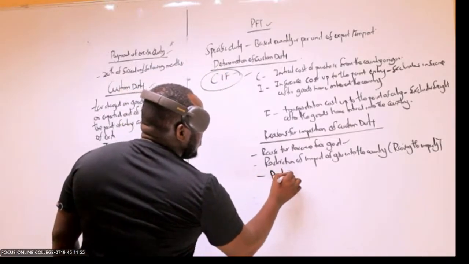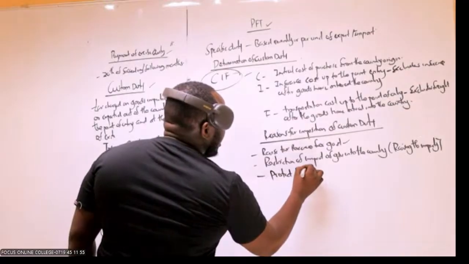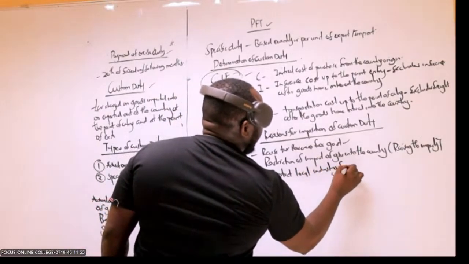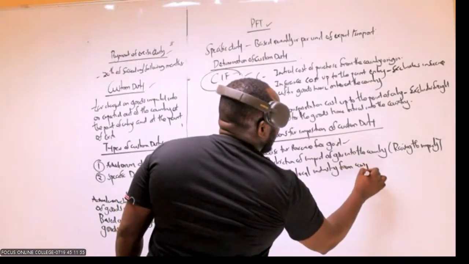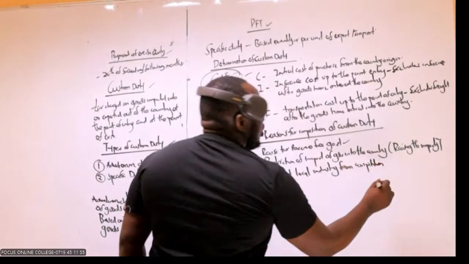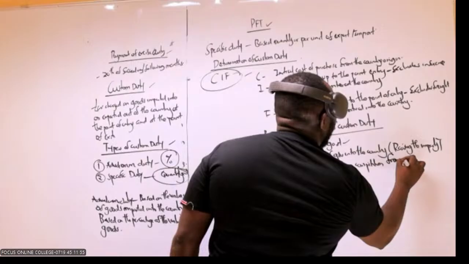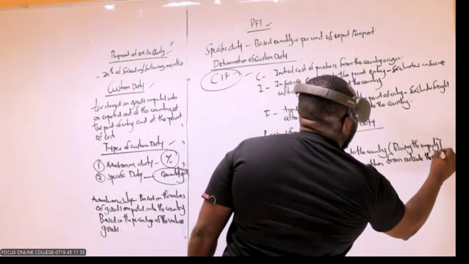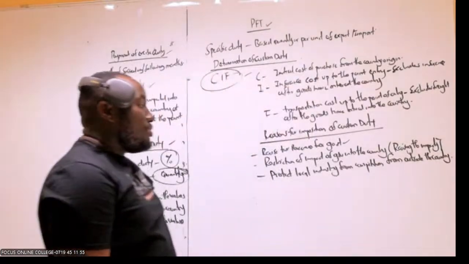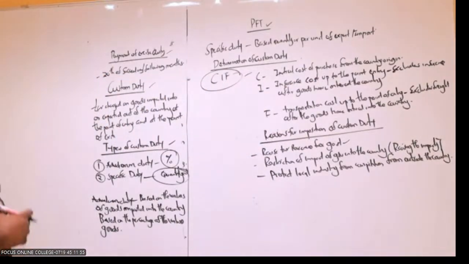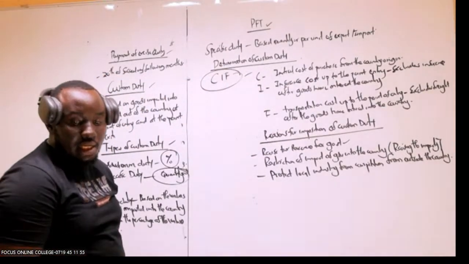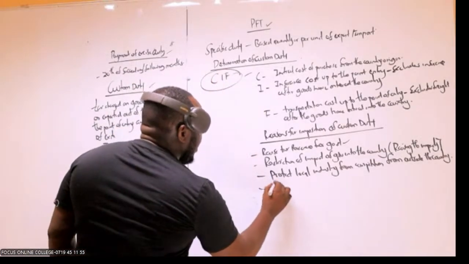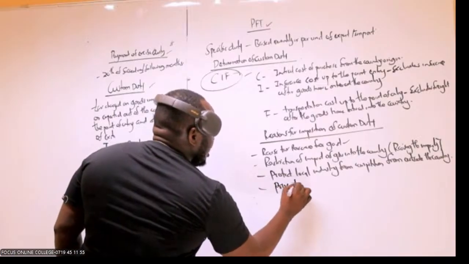Protect. The next is to protect local industry, say from competition from outside the country. Basically, to protect what we call the local industry from competition outside the country. And lastly is to prevent dumping.